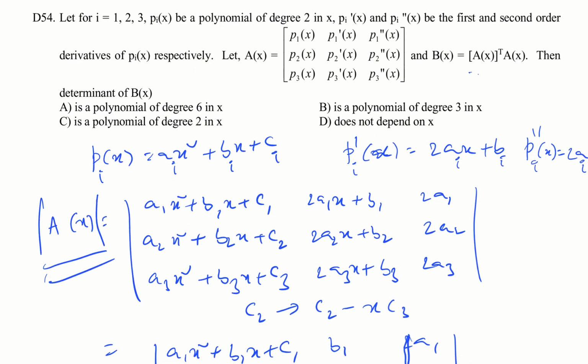Now we know that the determinant of A of x transpose is the same as the determinant of A of x. Therefore the whole thing is a constant. I mean the determinant of B of x is a constant. So it does not depend on x. Let's go to the next problem.